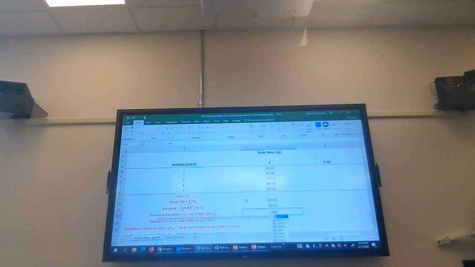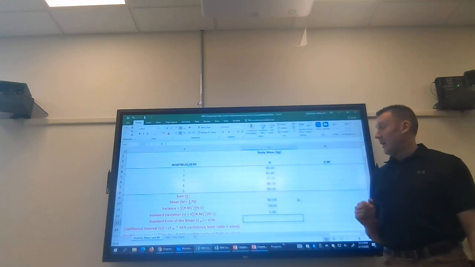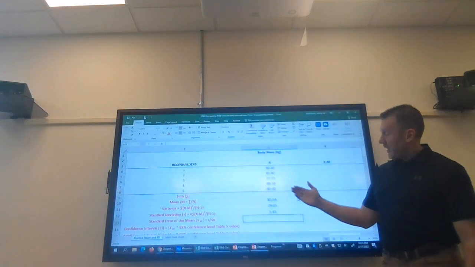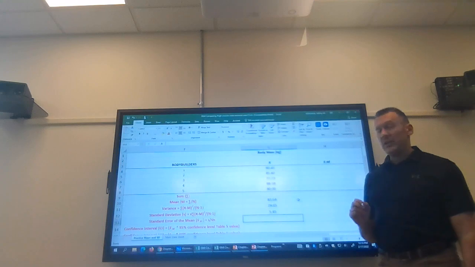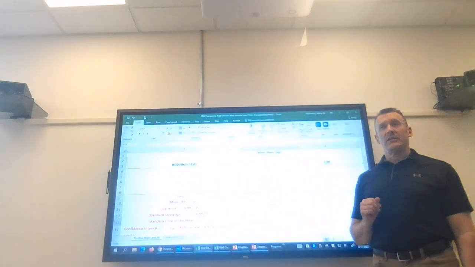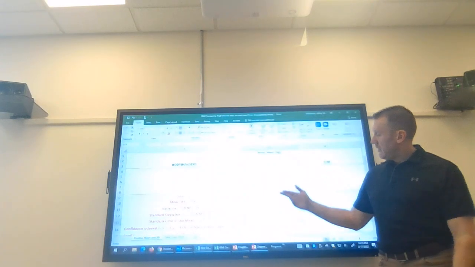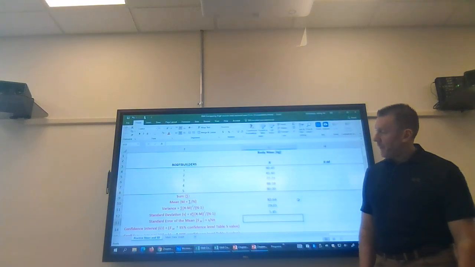So STDEV.S, and then you're just highlighting your cells again, and just like that. So we can say that to describe this subset of bodybuilders, we could say the average body mass was 83.64 plus or minus 5.45 kilograms. So kind of a pretty tight distribution around the mean value.